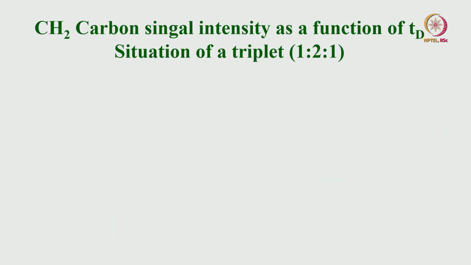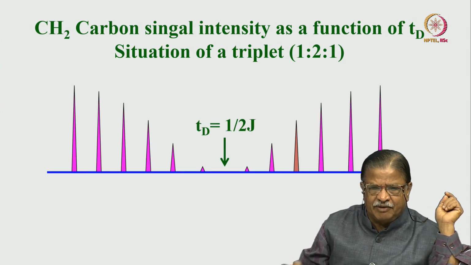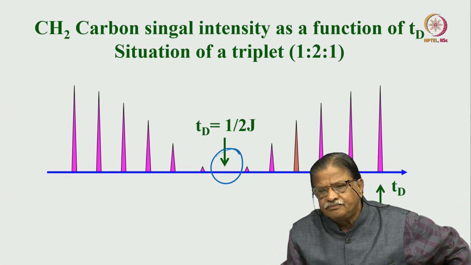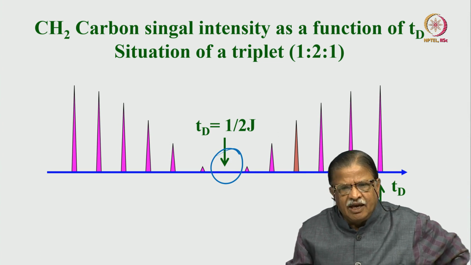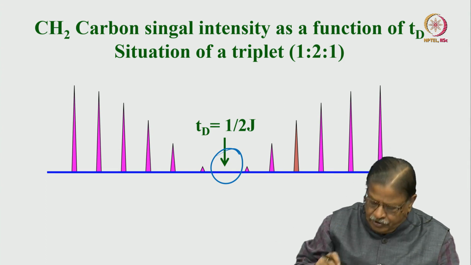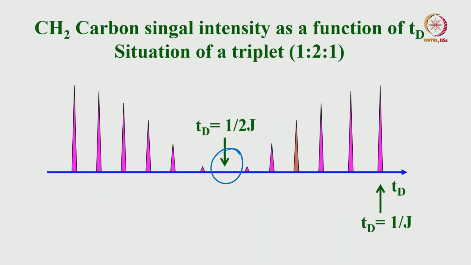CH2 carbon has a signal intensity as a function of TD. When you consider the situation of a triplet, it is like this. At exactly 1 over 2J, it is 0 intensity. You may be surprised. Why is it 0 intensity? In the previous CH case, they were antiphase along the y axis, it was 0. But now why is it 0? We'll go back and see here. Both the components of the vector doublet are here and a center component is here. Again, vector addition at 1 over 2J is 0. So as a consequence, you can see at 1 over 2J, its intensity is 0.